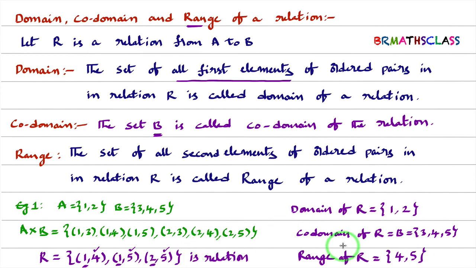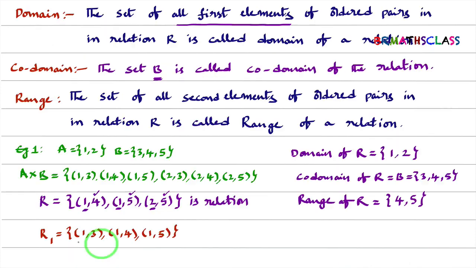Now we will try to understand this with one more example. Observe here, I consider a relation R1. You observe, is ordered pair (1, 3) there in A cross B? Yes.